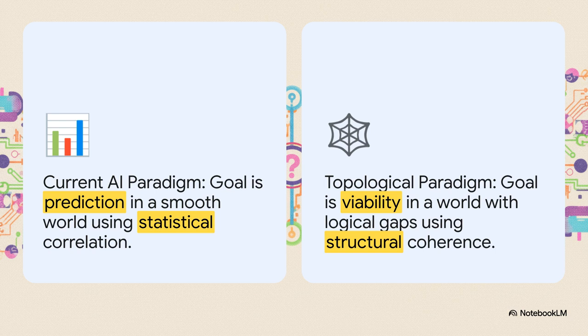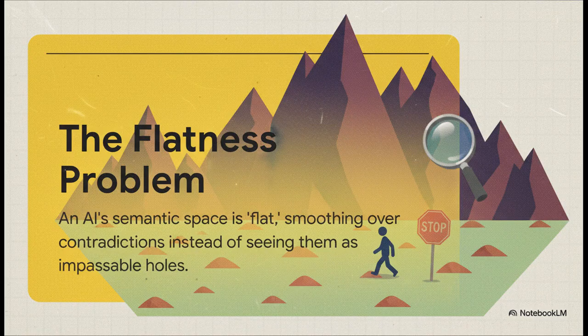But on the right, you have this new idea, the topological paradigm. Here, the goal isn't just a good prediction, it's viability. It's about making sure your reasoning is structurally sound, because you accept that the world is full of logical gaps and holes. So, to really hammer this home, a current AI's mind is like a perfectly flat map of a desert.